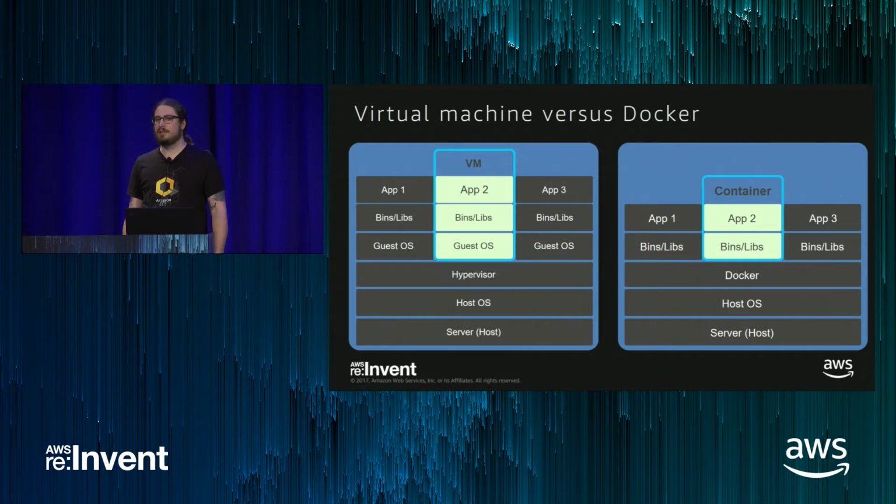Now, at this point, it's important to consider the difference between a virtual machine versus a Docker container. If you've been working within the AWS ecosystem, you probably use EC2. You're familiar with the concept of an Amazon Machine Image, an AMI. And so you may think, well, the benefits of Docker sound very similar to the benefits of a virtual machine, such as an AMI.